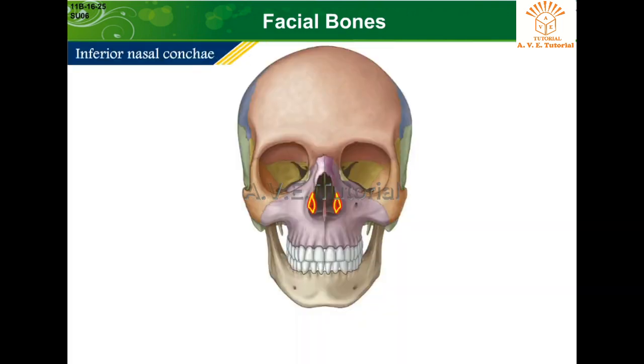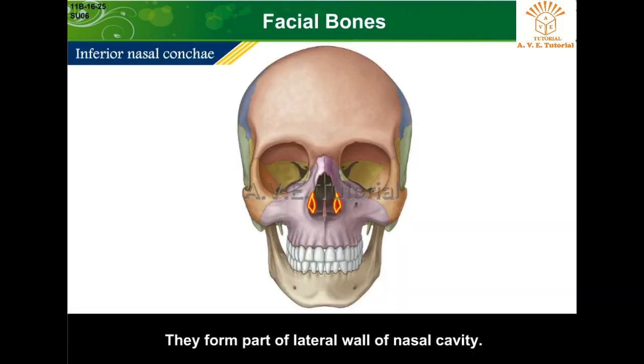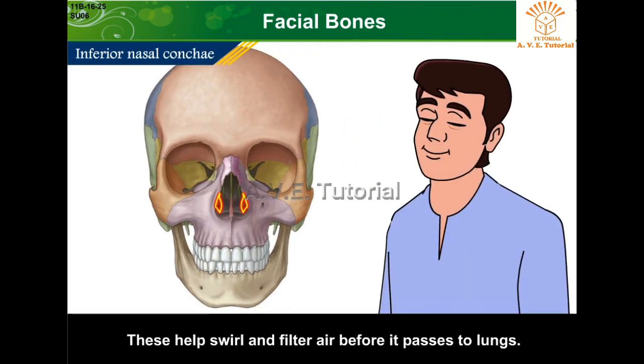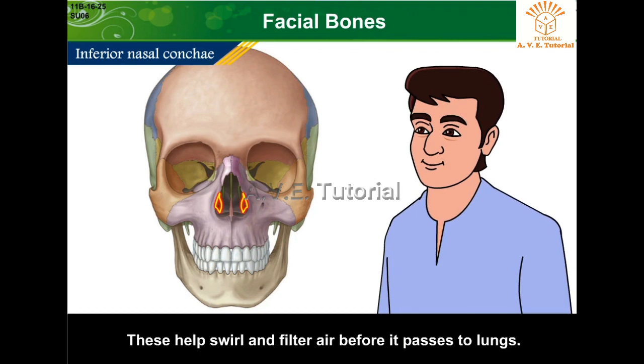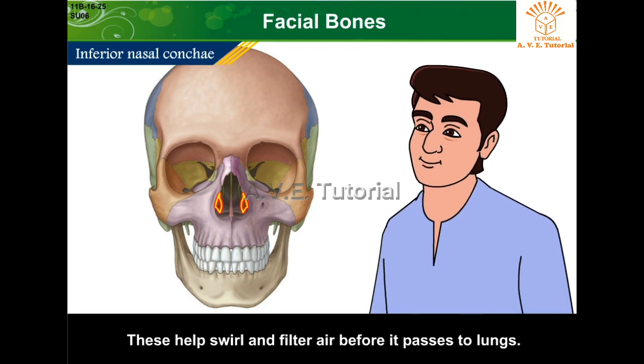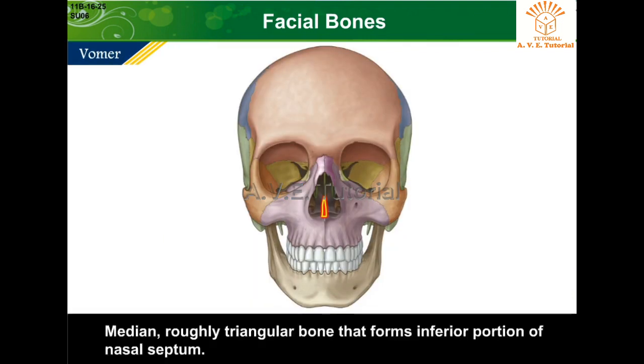Inferior nasal conchae. They form part of lateral wall of nasal cavity. These help swirl and filter air before it passes to lungs. Vomer. Median, roughly triangular bone that forms inferior portion of nasal septum.